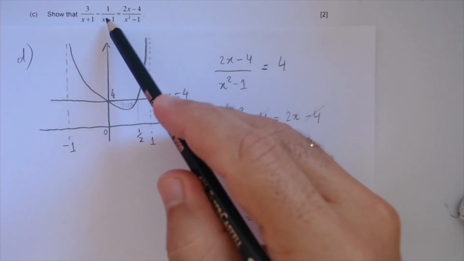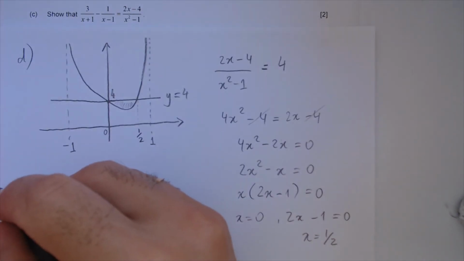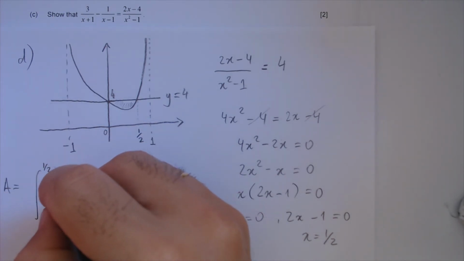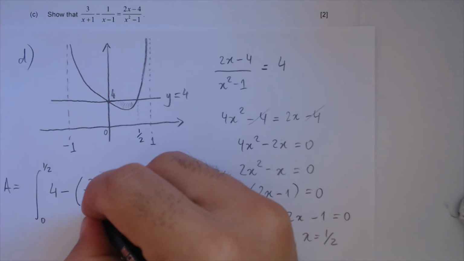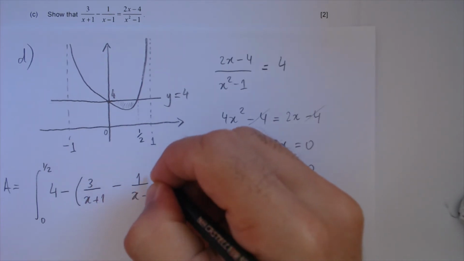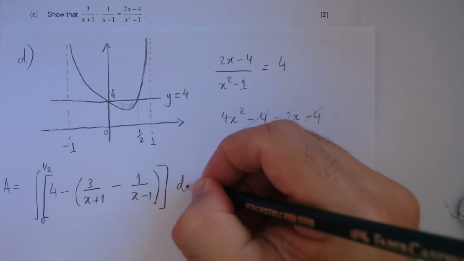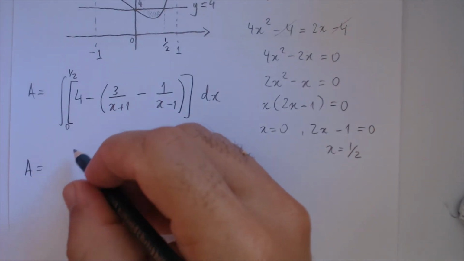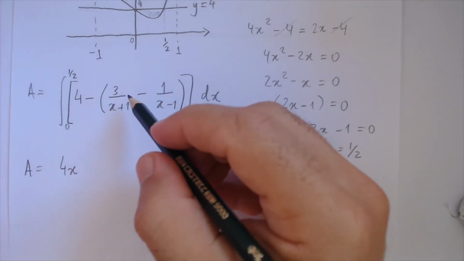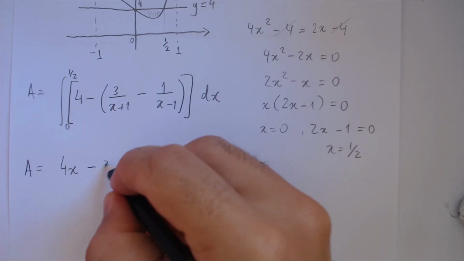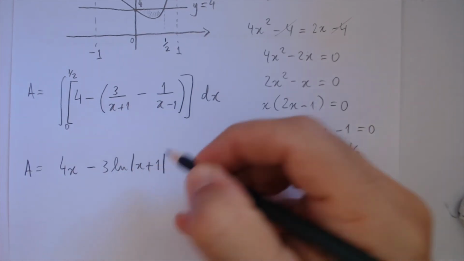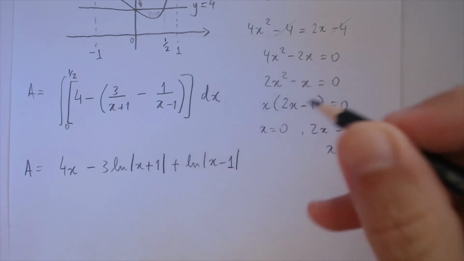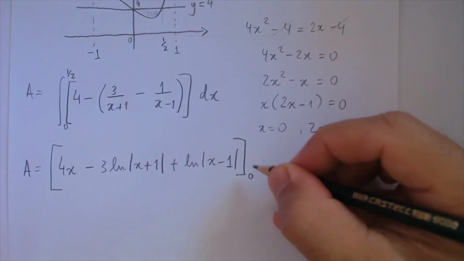To do the integration it is better to use this form. So the area is the integral from 0 to half of 4 minus 3 over x plus 1 minus 1 over x minus 1, this whole expression, dx. This integral is simple. Integral of 4 is 4x. Integral of 3 over x plus 1 is minus 3 ln of the absolute value of x plus 1, plus ln of x minus 1, using the limits from 0 to half.